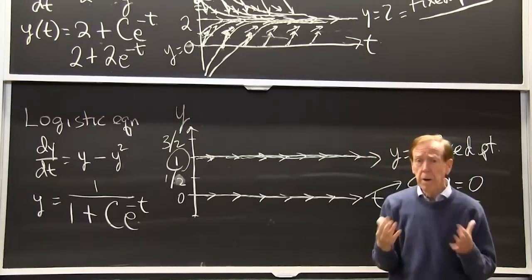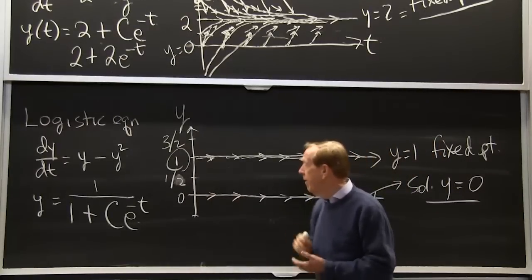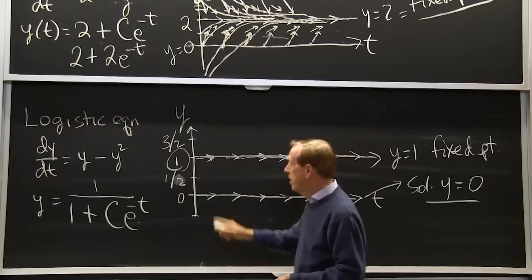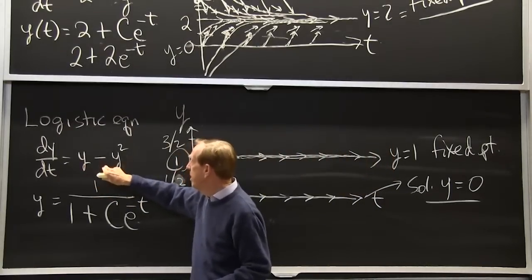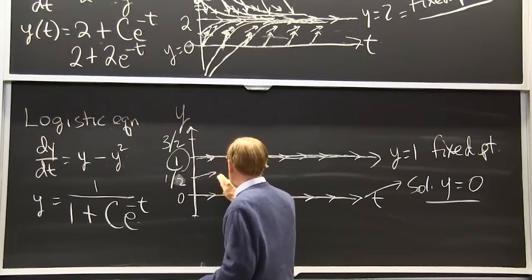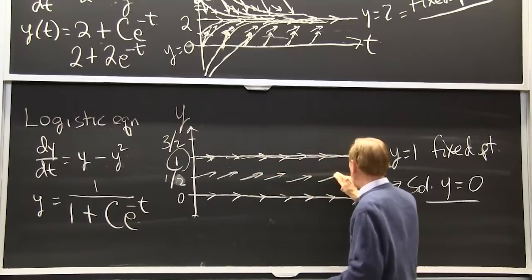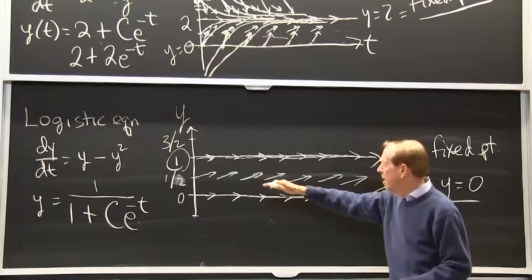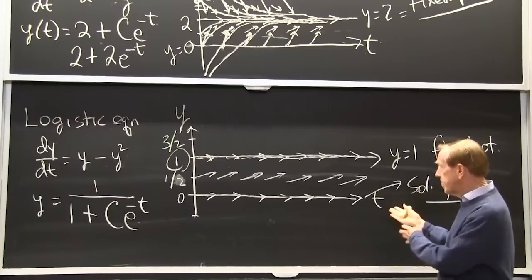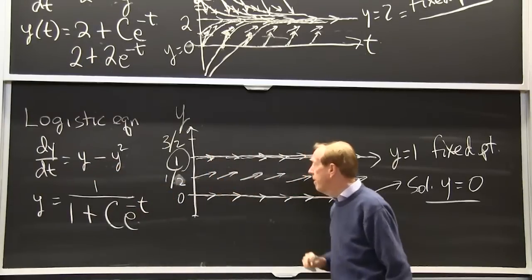But again, the real picture is, what about other starts? What about a start at 1/2? Well, if y is 1/2 at the starting time, what is the slope? 1/2 minus 1/4 is 1/4. So the slope is upwards, but not very steep. It doesn't depend on t in these examples. So that slope is the same as long as y is 1/2. Doesn't matter what the time is. Y equal 1/2 gives me 1/2 minus 1/4, which is 1/4, gives me that slope.